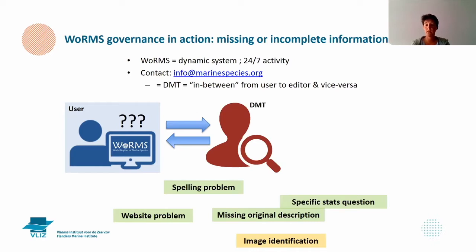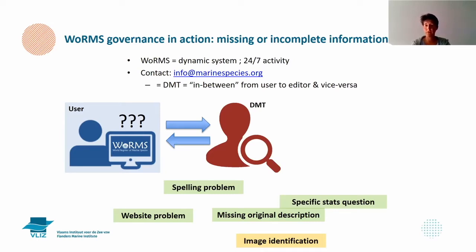Now, some of the questions that we get can be a problem with the website. The website is not working properly, or there's a flaw. Specific questions on statistics. How many marine species, for example, within the fish? I cannot find it online. Can you help me? I found a possible spelling issue with one of the species. Is this correct or not? And so on and so forth.